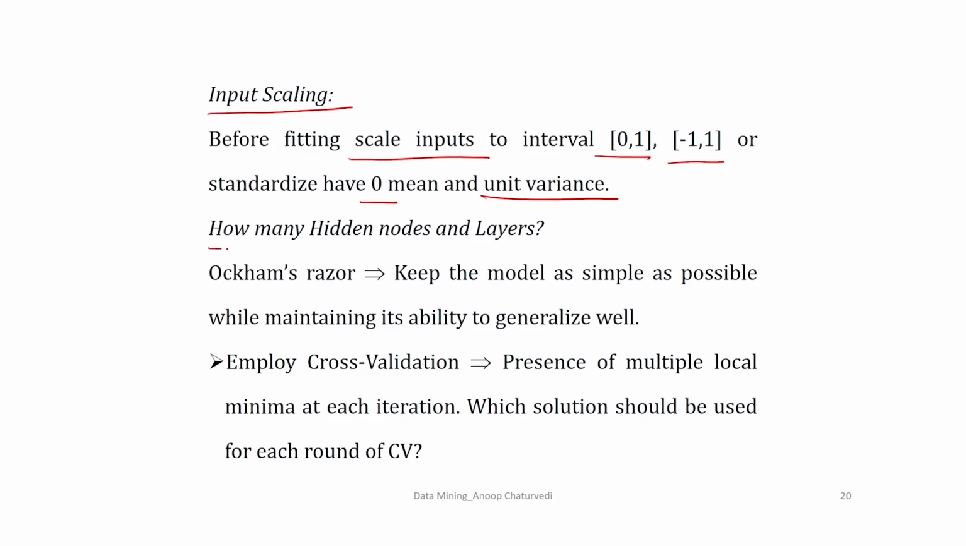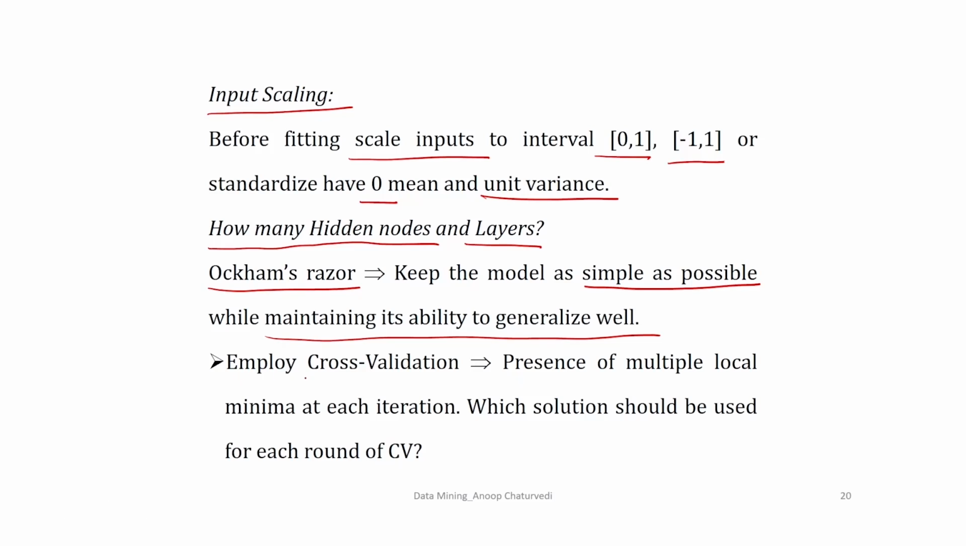There is one more problem. One has to decide the number of hidden nodes and number of hidden layers for fitting a network. Then Occam's razor principle is to keep the model as simple as possible while maintaining its ability to generalize well. Means it should be as simple as possible, and the predictions should be accurate, or it should maintain the ability to generalize as well.